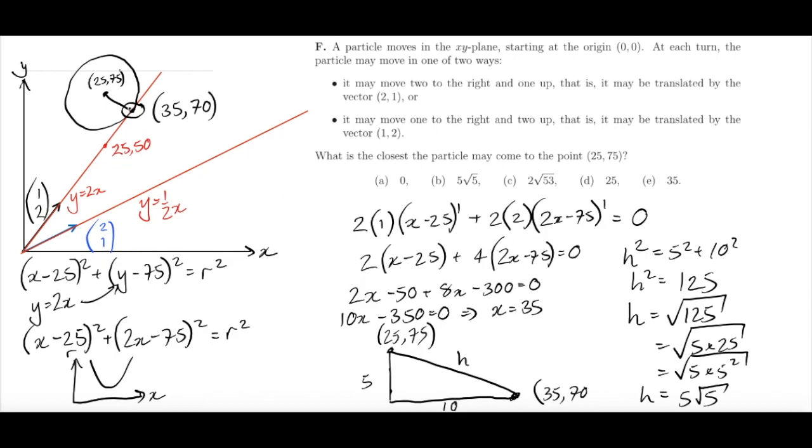So that's the closest this particle can ever get to this point here, (25, 75), by just going up and right. And that's that distance, 5 root 5. So our answer here is B.